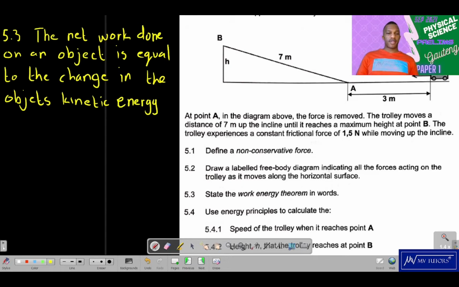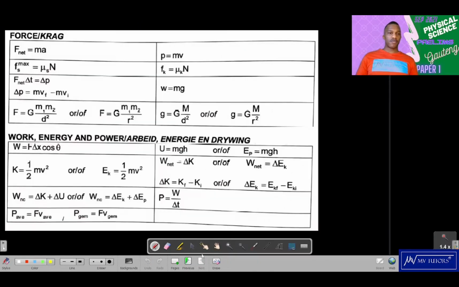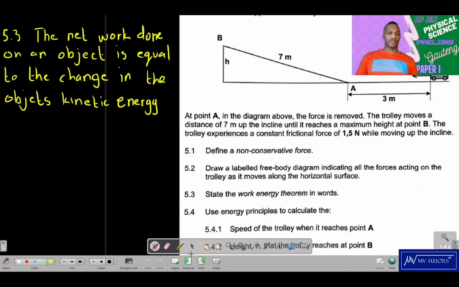For you to remember this, basically you just have to go to the formula sheet. It's basically this. So work, where is it? There. You see that? So the net work done is equal to the change in kinetic energy right there. That's just it. That's what you have to say. This is in your formula sheet anyway, so you can always come there and define it that way. All right, see the next question.